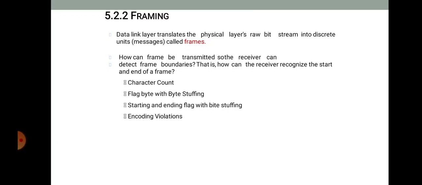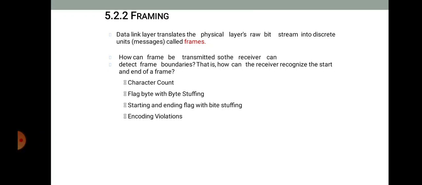The next topic is framing in the data link layer. Here the group of physical layer bit stream into units or messages is called frames. Breaking the bit stream into frames is called framing. Here the data link layer translates the physical layer's raw bit stream into discrete units called frames. How can a frame be transmitted so the receiver can detect frame boundaries? That is, how can the receiver recognize the start and end of the frames?